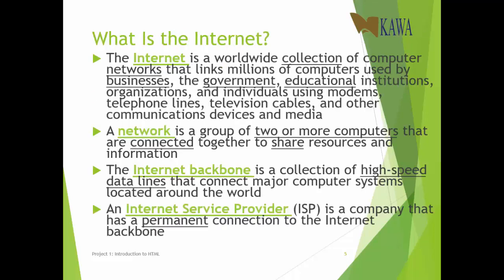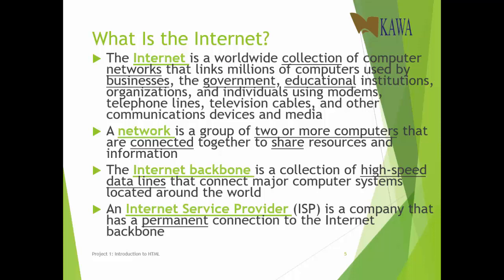What is the internet? As widely understood, it's a collection of computer networks that links millions of computers used by businesses, government, educational institutes, organizations, and individuals. These can be accessed using modems, telephone lines, television cables, and other communication devices. Whereas a network is a group of 2 or more computers that are connected together to share resources.